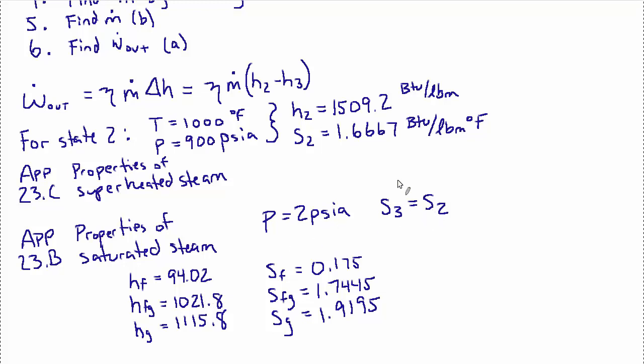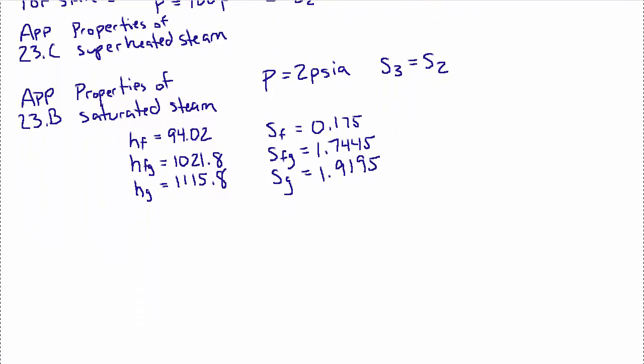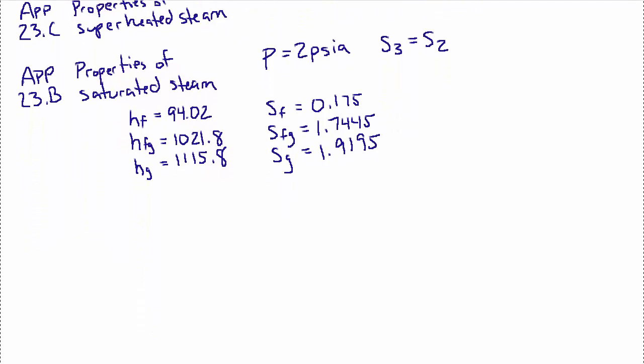So our entropy value, 1.6, is between SF and SG, so that confirms that it is a mixture, and since it's closer to SG, we can assume that its quality is closer to 1 than it is to 0. But let's actually calculate it by interpolating to find out exactly what it is.